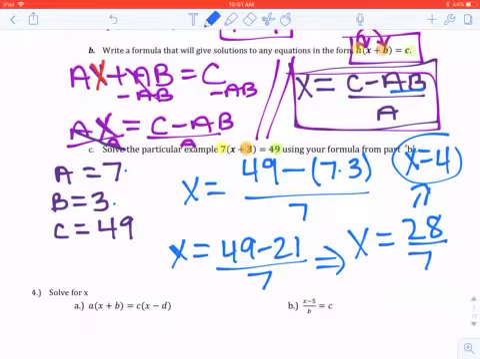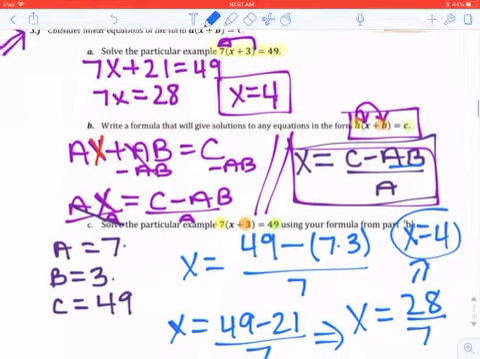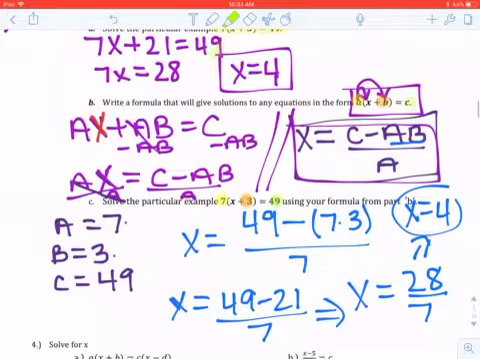Yay, they match, see? 4, 4, 4, and 4. They match, and they're supposed to, because you're just solving the equation two different ways.